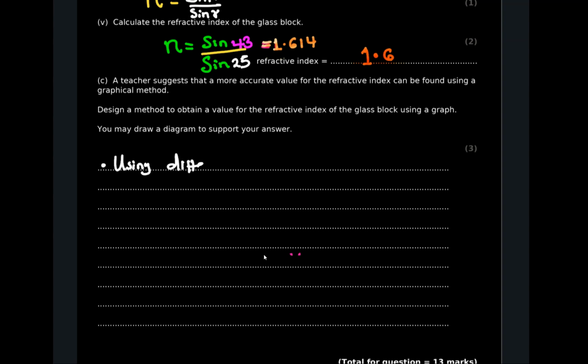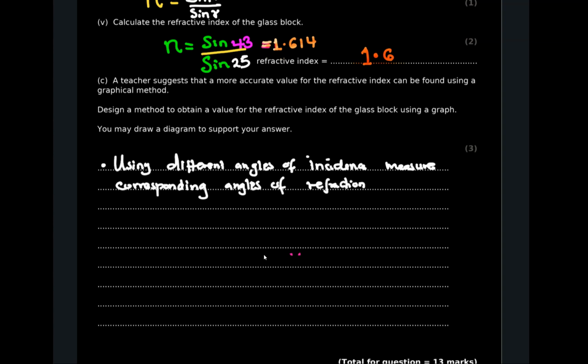You should write: using different angles of incidence, measure corresponding angles of refraction. So here what we are saying is you are going to direct a ray of light to the normal of the glass block, and then you shall measure different angles of incidence, and then you check what are the angles of refraction at those particular angles of incidence. This is exactly what you're going to do.